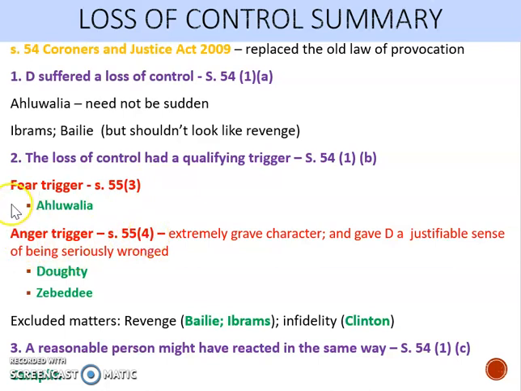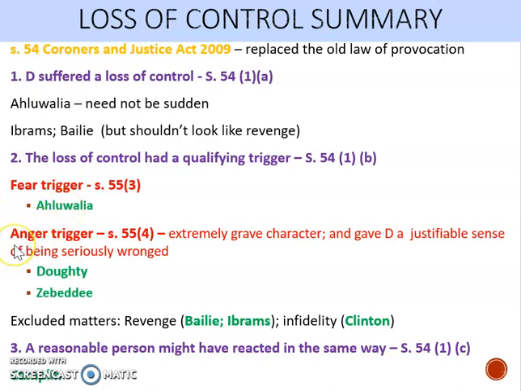So the fear trigger is that the person lost control and killed out of fear for their own life or the life of a loved one, say a child. And we use Ahluwalia here. I mean, this case predates loss of control. But we think that had Ahluwalia come about today, this wife who was terribly abused by her husband for many years and eventually snapped and killed him, we think she'd be able to plead loss of control had that case come today using the fear trigger, because she was fearful for her own safety.